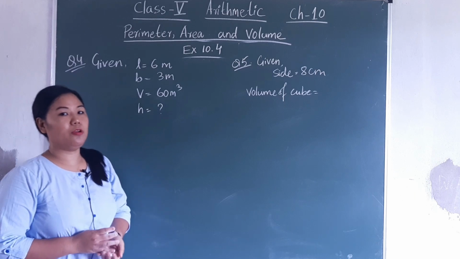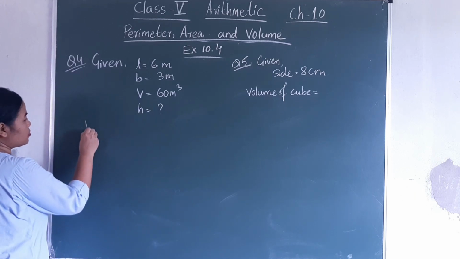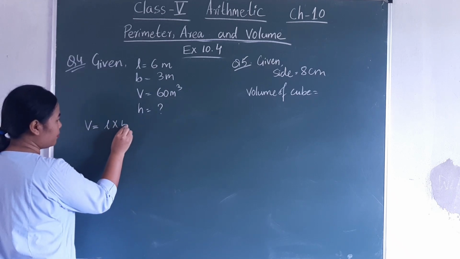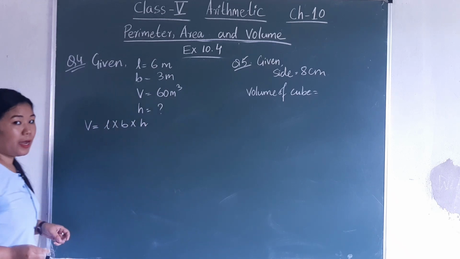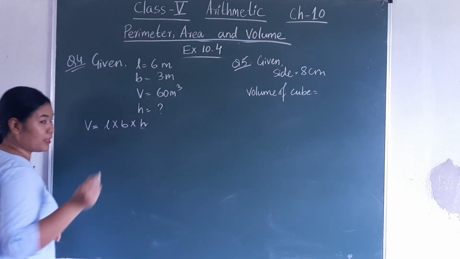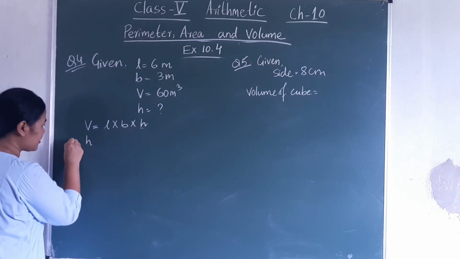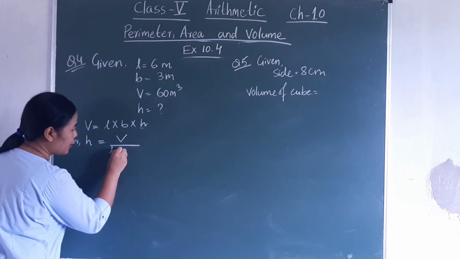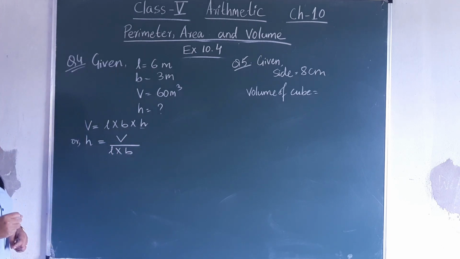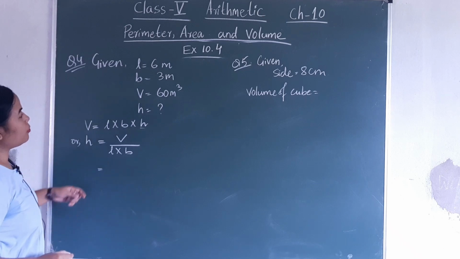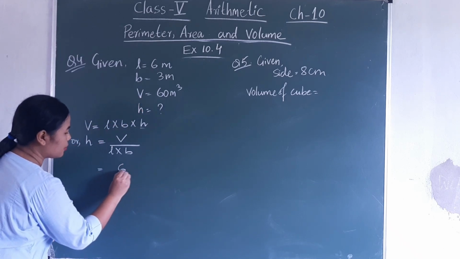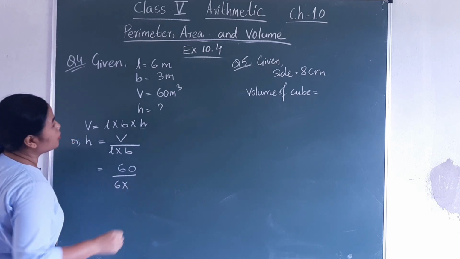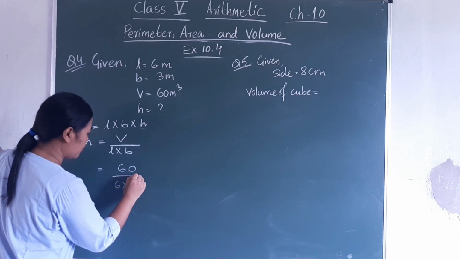Okay, in question 4, you have to find the height, the length is given, breadth is given, and your volume is given. So we know volume formula is length into breadth into height. Since we have to find height, it can be written as height is equal to volume by length into breadth. So what is the volume here? 60, and length is 6, breadth is 3.